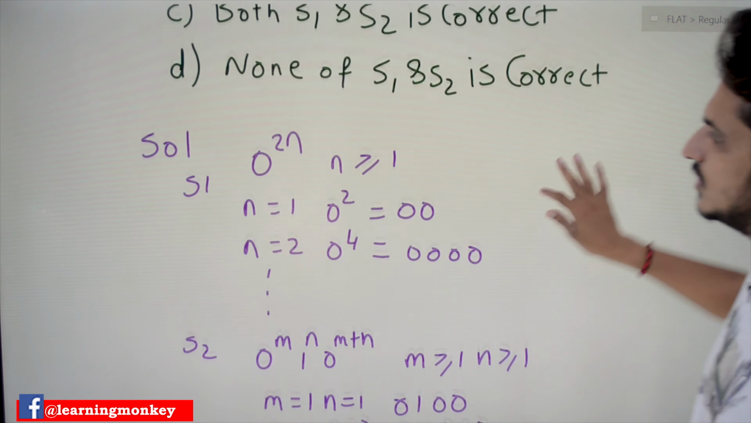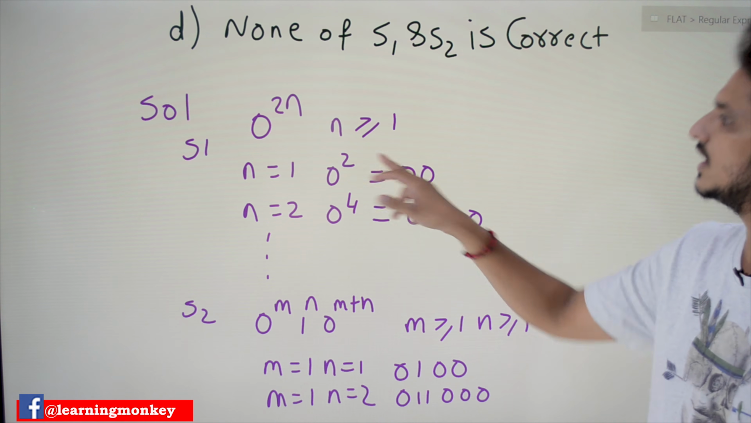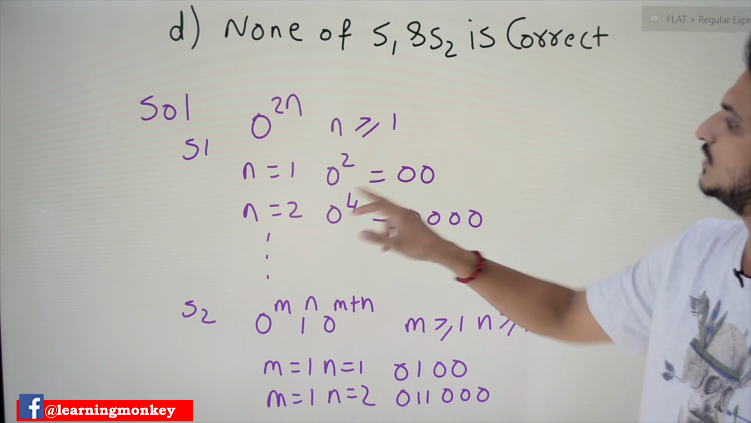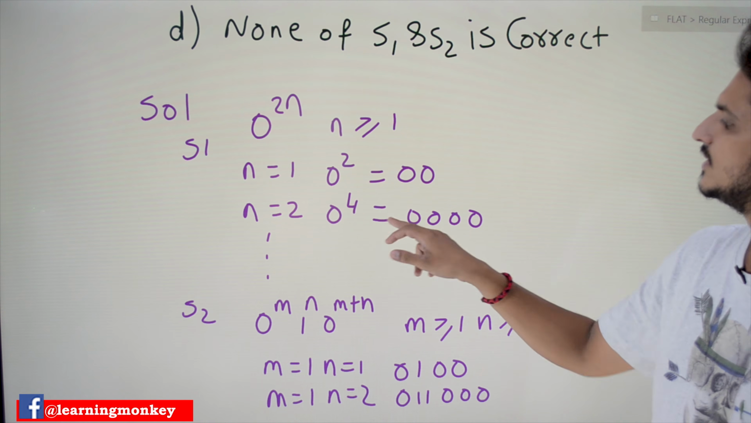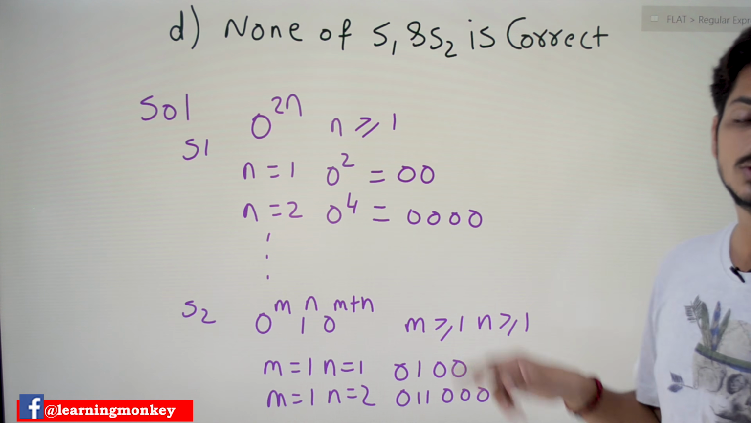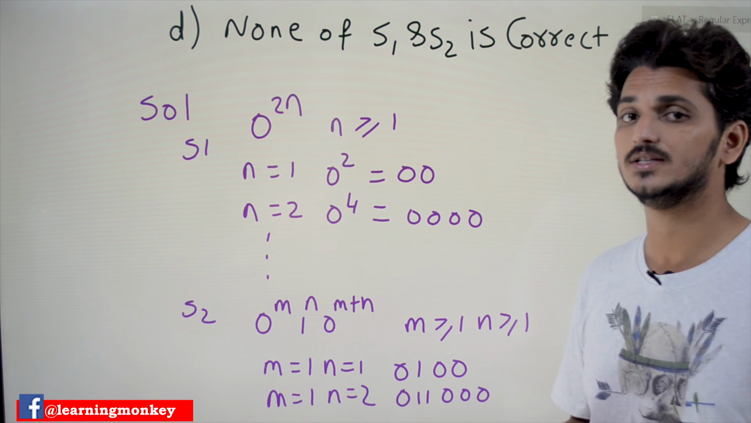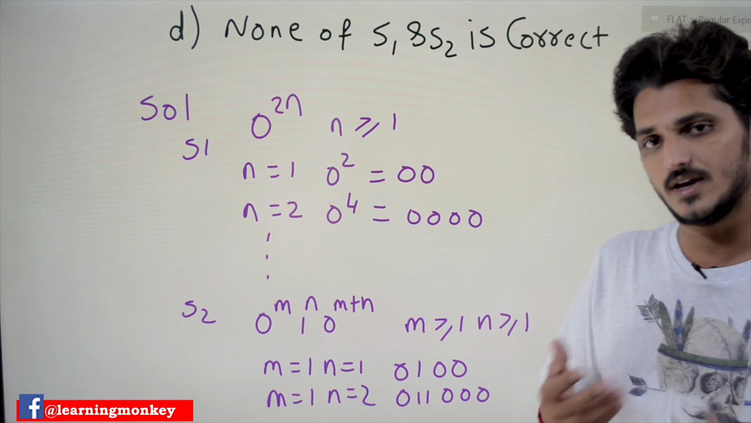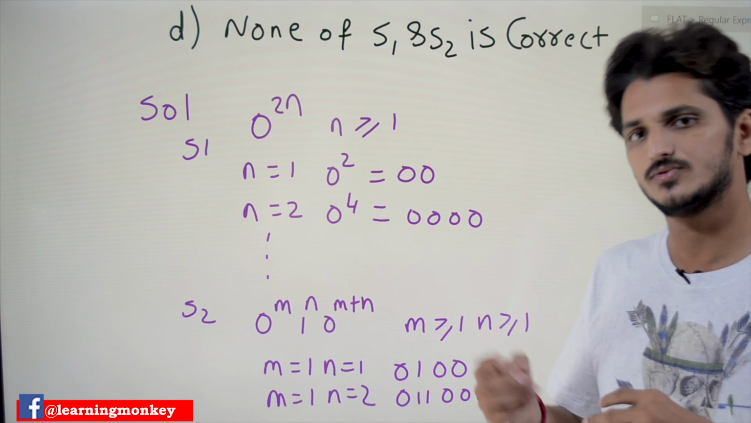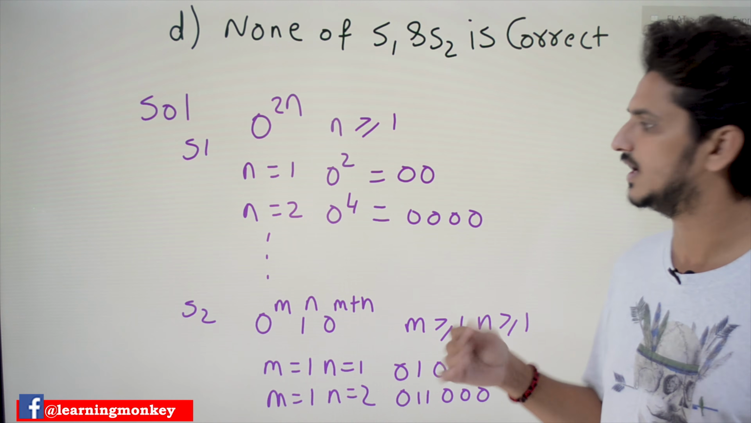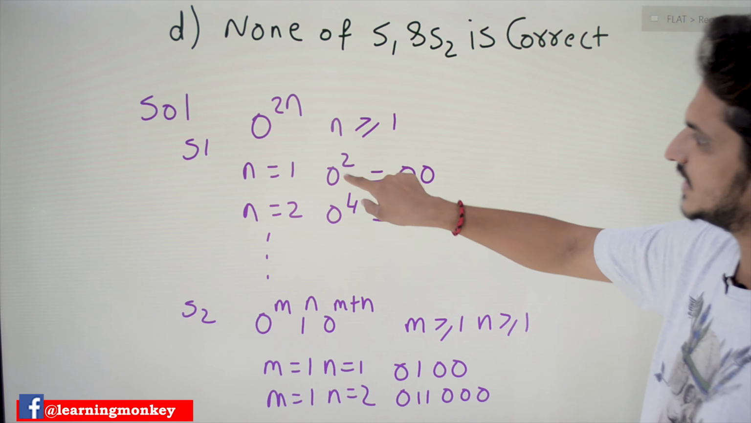Let's try to solve it. Solution: 0 power 2n where n is greater than or equal to 1. Substitute 1 here. 0 power 2 we will write as 0 0. If you substitute 2 here, 0 power 4 we will write as 0 0 0 0. Means we are getting zeros in multiples of 2. In our previous classes, we already discussed how to construct a DFA for a language that accepts multiples of 2 zeros: 2 zeros, 4 zeros, 6 zeros, 8 zeros, like that. So if you can construct a DFA, it is a regular language. So this is a regular language.